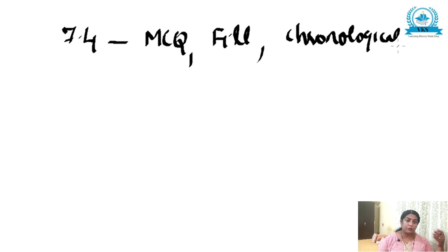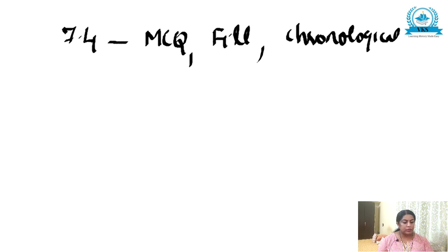MCQ: founder of Brahma Samaj — four choices they can give: founder of Arya Samaj, or who is the father of Indian Renaissance, or dash is called the father of Indian Renaissance, fill in the blanks can come, or any events, when the Arya Samaj was founded. So like that, chronological order can come. So these kinds of questions can come from chapter 7.4, that is socio-religious reform movement.